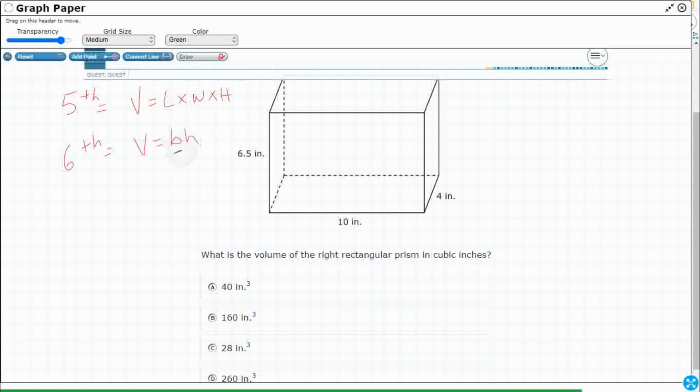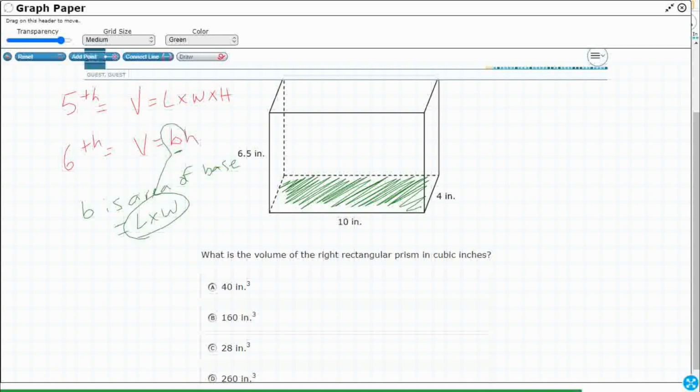So when we're looking at the B, the base, let me shade this in with this green right here. The base means the area of the base, whatever the base is. In this case, our base is a rectangle. How do you find the area of a rectangle? It's length times width. So instead of just writing length times width, they write B, which in this case, since we're dealing with a right rectangular prism, means length times width. So it's the same thing. It's just one letter shorter.